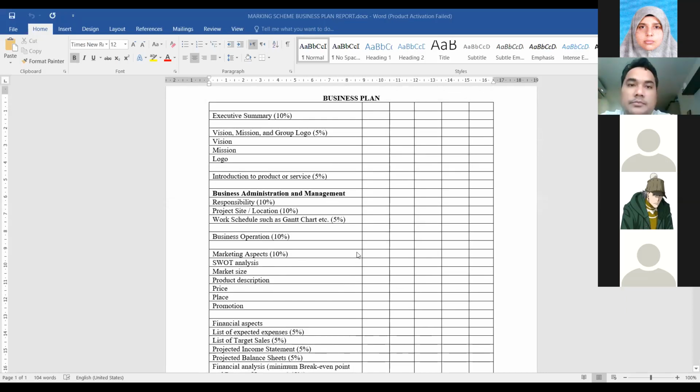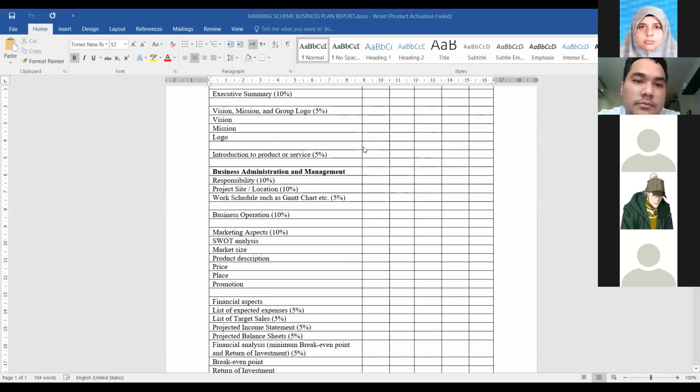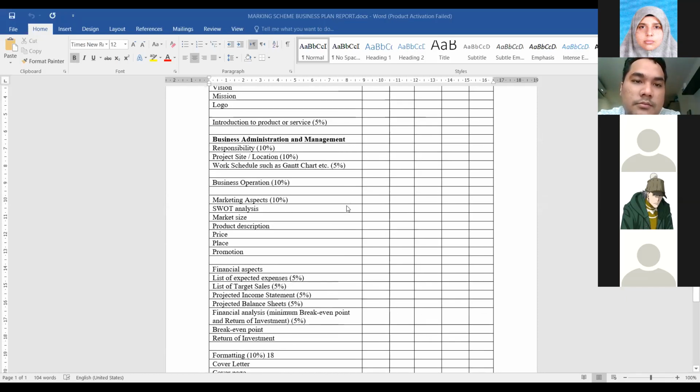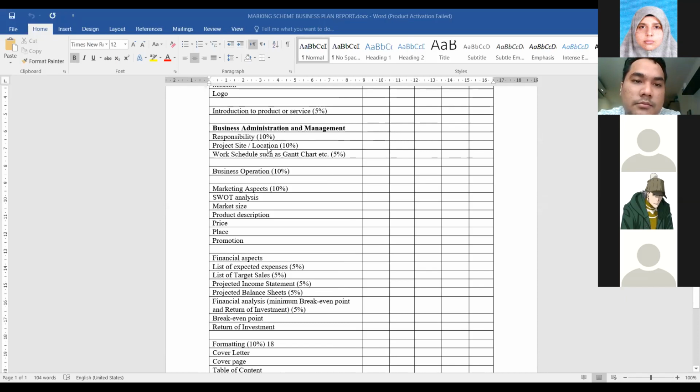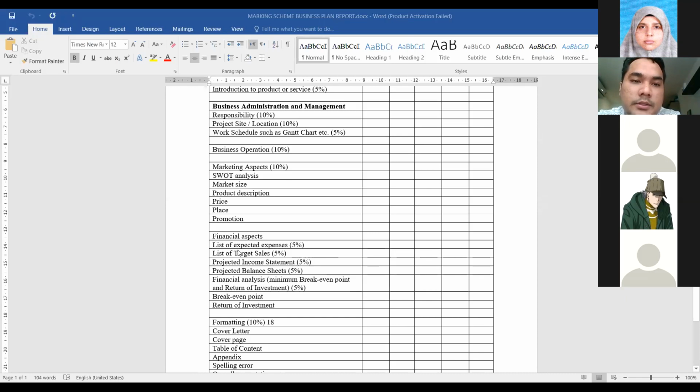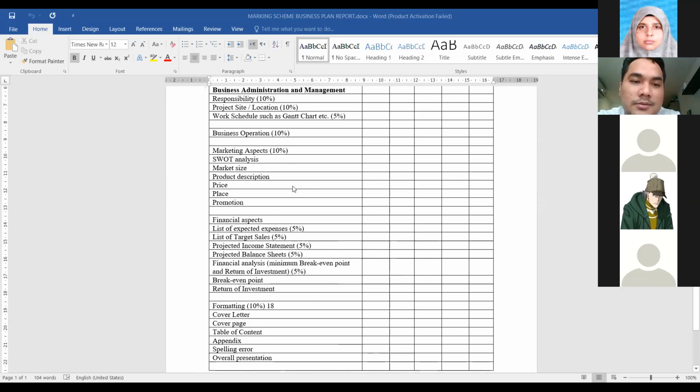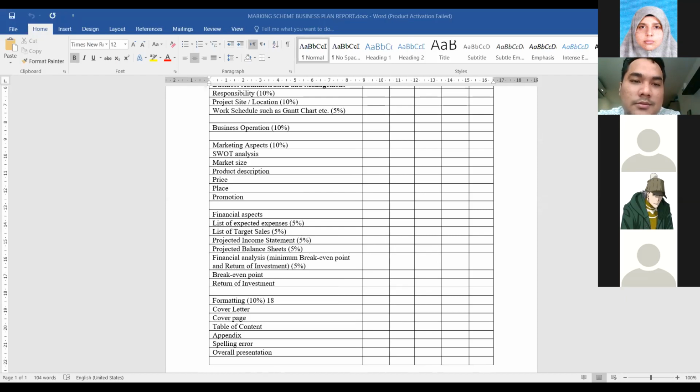Their rubric for the business plan: executive summary, I think they know, vision, logo, introduction to product, responsibility, project site location, work schedule, Gantt chart. They should have a Gantt chart, right? Work schedule, Gantt chart, and their business operation. When they come to the marketing aspect, when it comes to SWOT analysis, what do they actually need to do? So this is just a simple analysis. Can we see the top first? Okay, go to the top first. Where is this? One second.